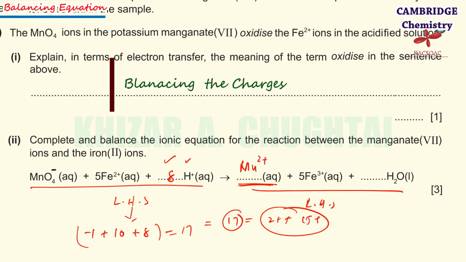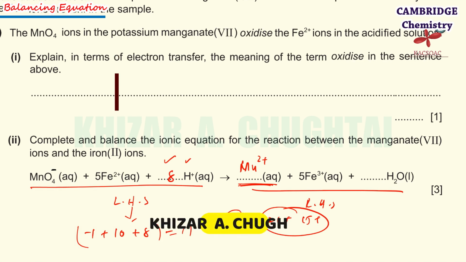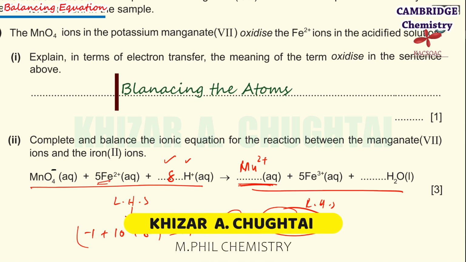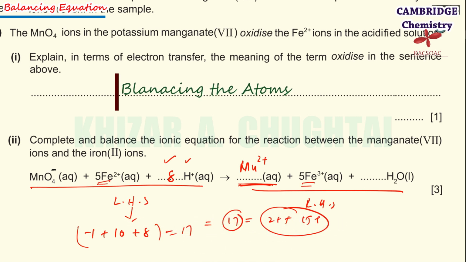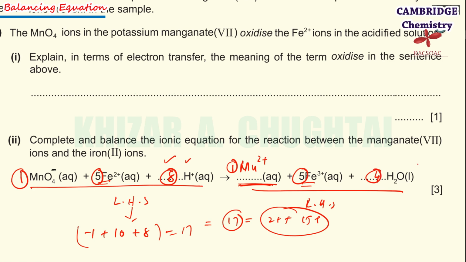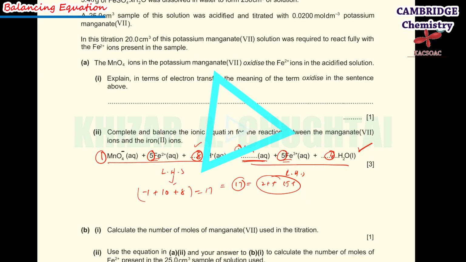Okay. Now come towards balancing the atoms. Here are 5 iron, 8 hydrogen, that's 4 H2, that is hydrogen balancing, and 4 oxygen. So 1 manganese over here, 1 manganese over here, that is usually not written in the equation. So 1, 5, 8 goes to 1 mole, 5 mole, and 4 mole of the water. This is the balanced chemical equation. Now come toward the next question.